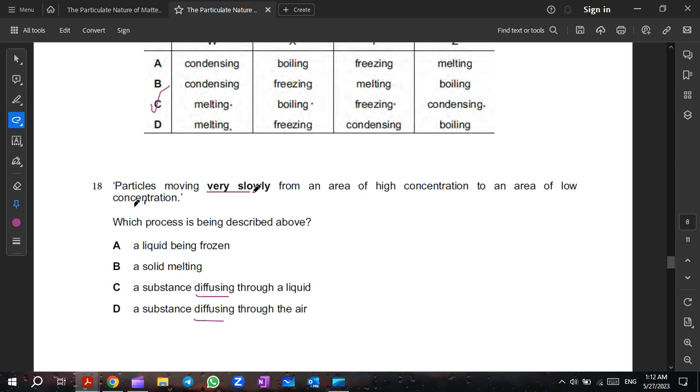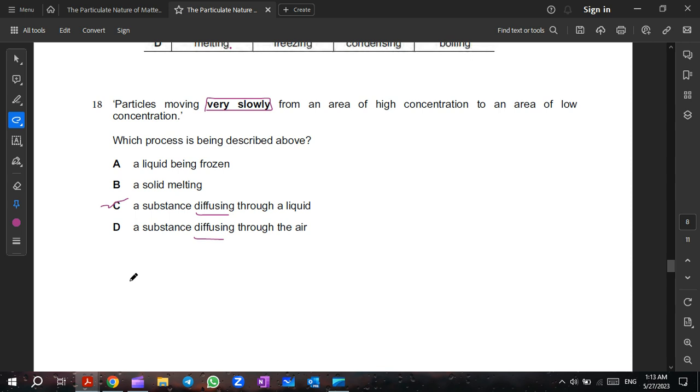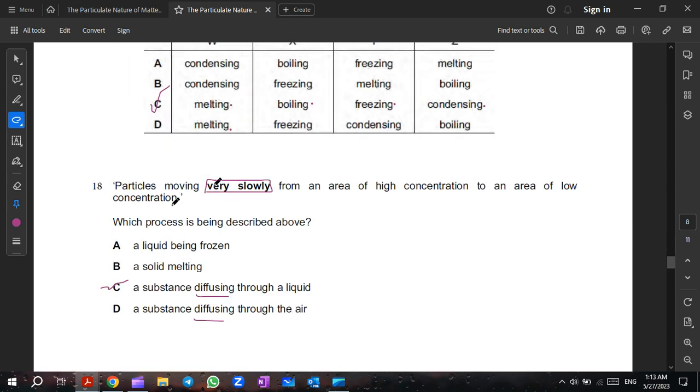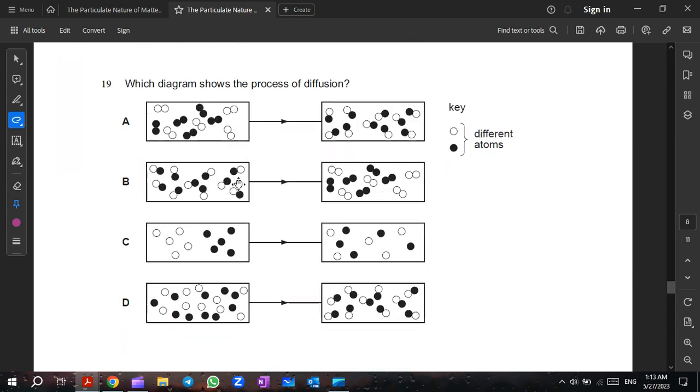the key word over here is very slowly. When a substance is diffusing through the air, it diffuses fast. But when it's diffusing through a liquid, it diffuses very slowly. So over here, it should be C. So that is the key term we have to look for. First, read the question carefully and then answer.